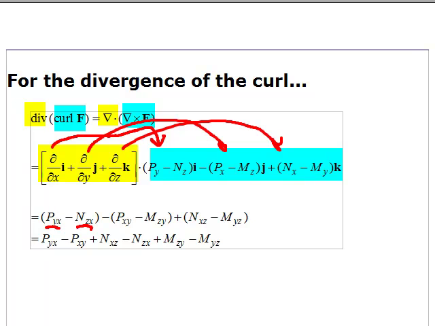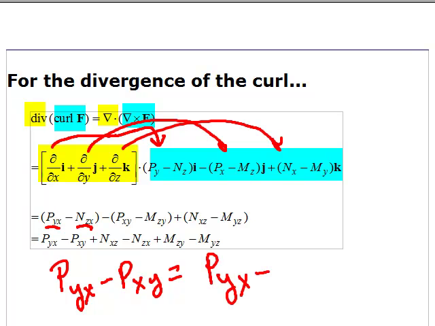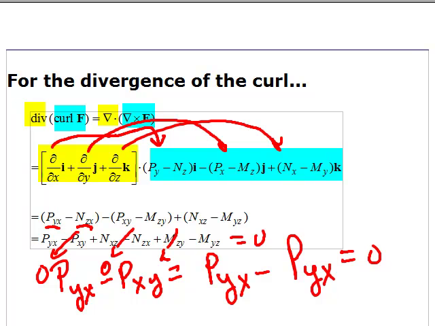Okay, so right here, looking at the first one, pyx minus pxy. Well, if Clairaut's theorem holds, I can write this as pyx minus pyx, and that's going to be 0. So that'll take care of those two. Same with the n's, same with the m's. And so this is identically 0 if Clairaut's theorem holds. Again, for review, Clairaut's theorem states that if all the partial derivatives of a function are continuous, then the mixed partials can be taken in any order.